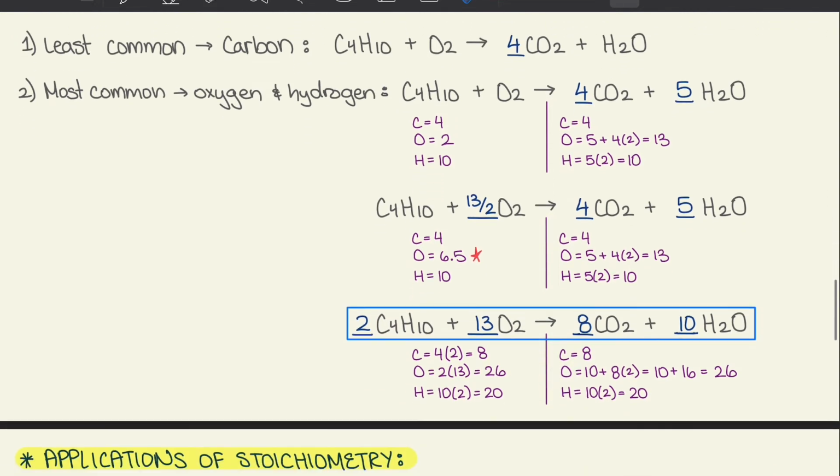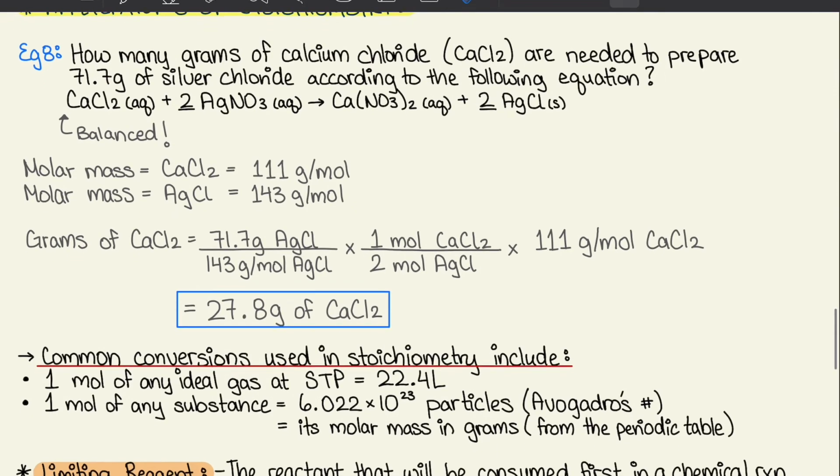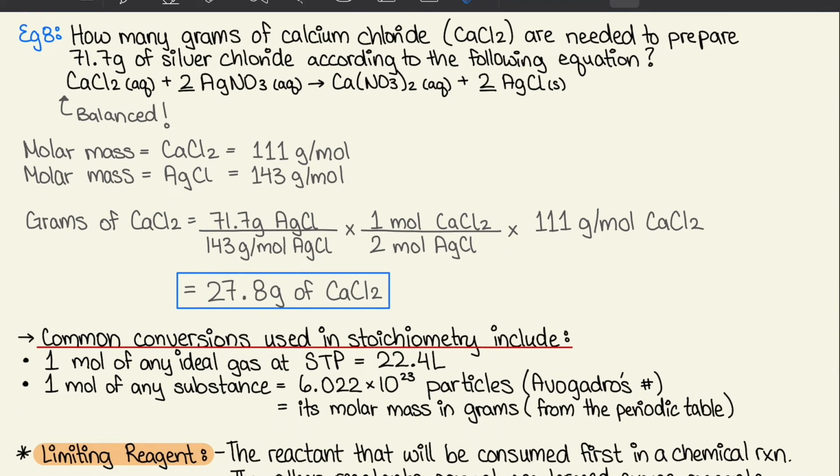Moving on to 4.5, applications of stoichiometry. So the example given here is how many grams of calcium chloride, which is CaCl2, are needed to prepare 71.7 grams of silver chloride according to the following equation. So they've given us the equation, and the first thing we want to do is to check if it's balanced. Once we do that and we're all in the clear, we're going to move on to molar mass for CaCl2, which is 111 grams per mole. Then we get the molar mass for AgCl, which is 143 grams per mole.